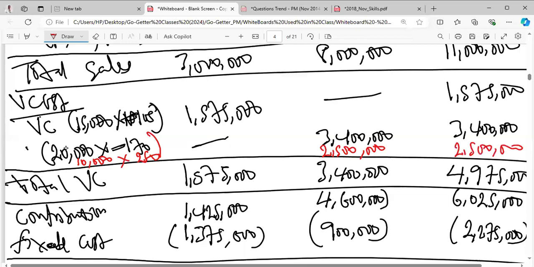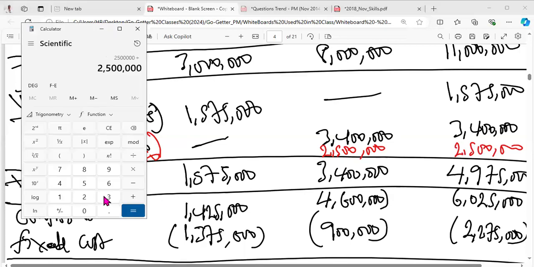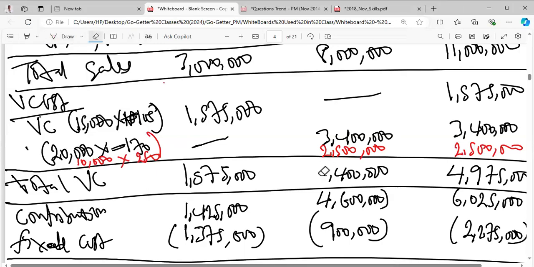So total variable cost will change. We are adjusting everything now. 2,500,000 plus 3,400,000 gives us 5,900,000. So this is going to be 5,900,000.